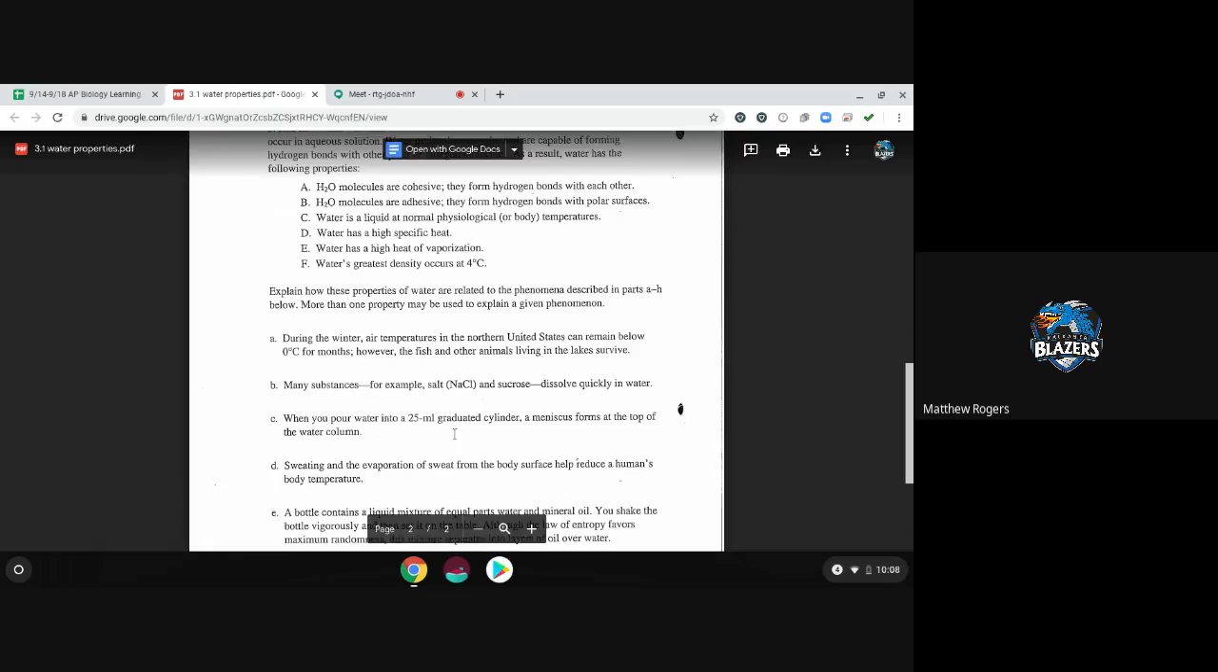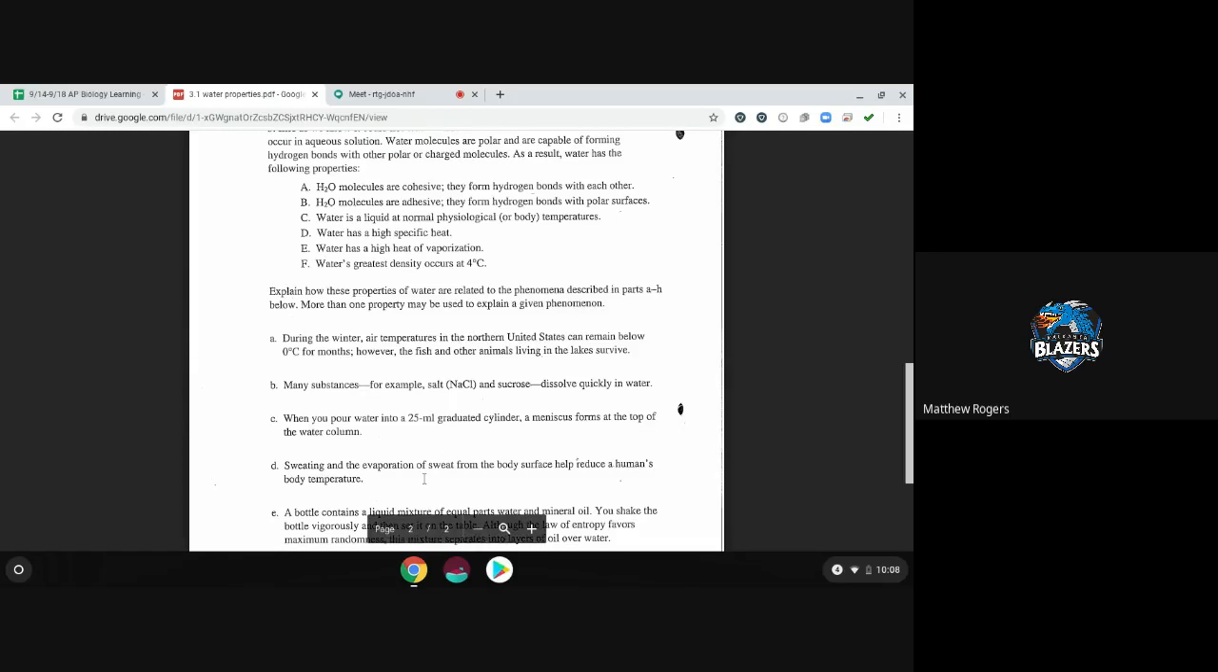And then another example of that would be D. Sweating and evaporation of sweat from body surface help reduce a human's body temperature. That's going to be high heat of vaporization. So it takes a lot of energy to get water to vaporize. Also, water has high specific heat, so that's connected to that. So it's D and E. But then you can also add probably C in there.